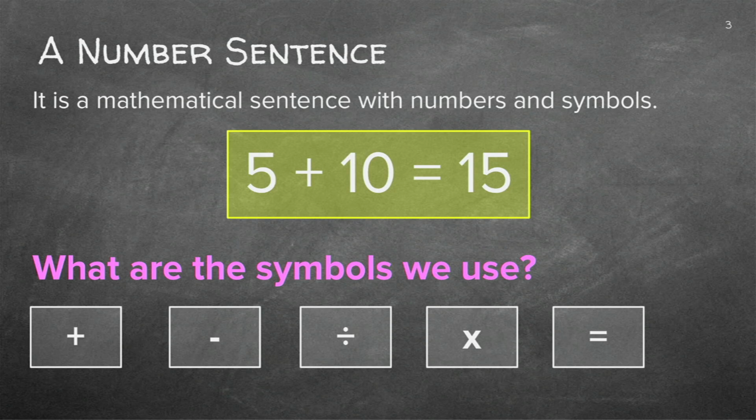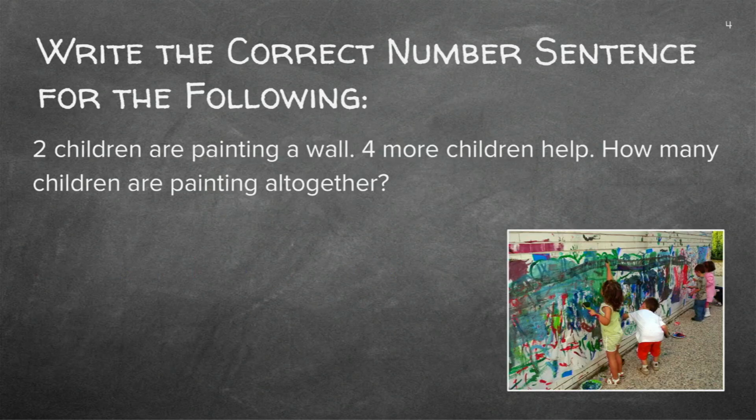A number sentence is a calculation where we use numbers and symbols. Now the symbols we use are the plus symbol, the minus symbol, multiplication symbol, division symbol, and your equal symbol. Don't forget about the equal symbol. Now, when you write a number sentence, you are reading a word problem. And there is a certain way to write it, but it's very important to understand the use of an equal sign or the symbol.